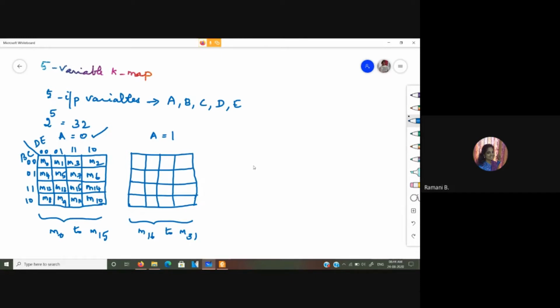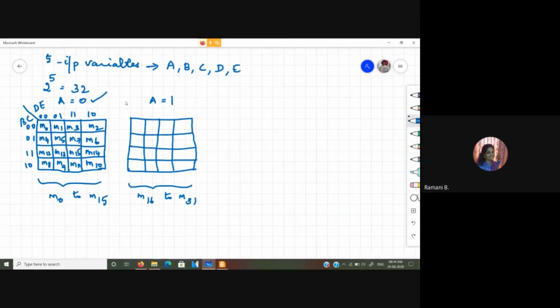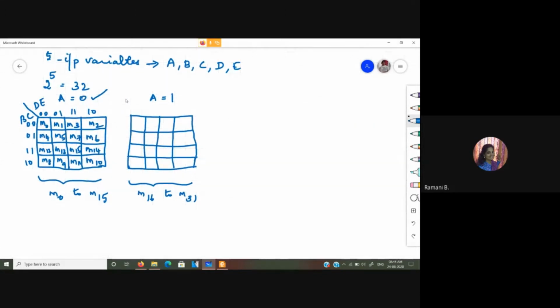So as I have marked this as A is equal to 0, this implies the most significant combination, that is A, B, C, D and E. So everywhere I have this A to be 0. This B, C, D, E value changes from 0000 to 1111. Okay, that's why the first map corresponds to that of 0 to 15.